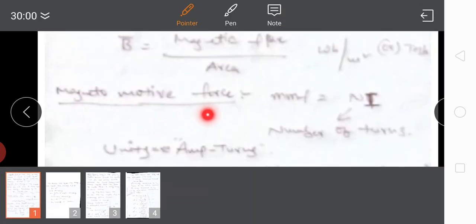Next one is magnetomotive force. Magnetomotive force equals N into I. Here N is the number of turns of the coil, and I is the current flowing through the coil. Units are ampere turns. The magnetomotive force circulates the magnetic flux in a magnetic circuit. In electric fields, the similar parameter is electromotive force, EMF. EMF circulates the electric current in a circuit. Similarly, in magnetic fields, the magnetomotive force circulates the magnetic flux in a magnetic circuit.